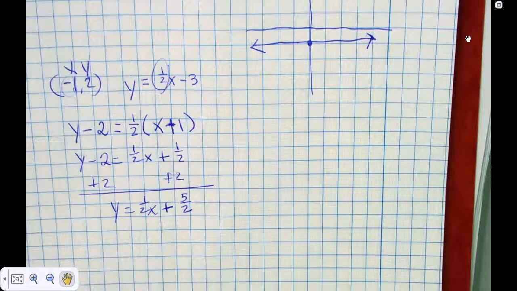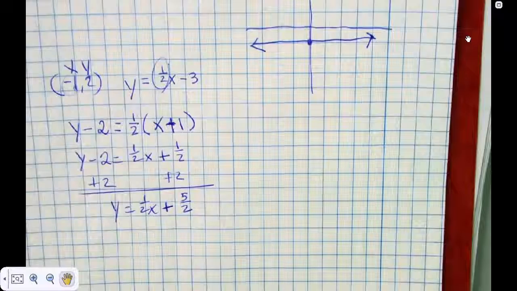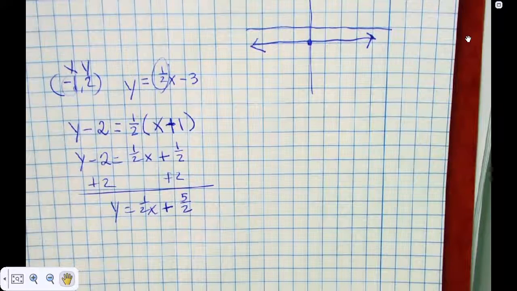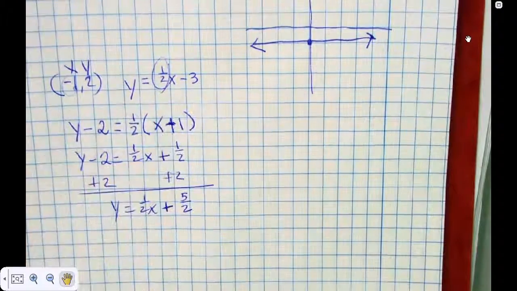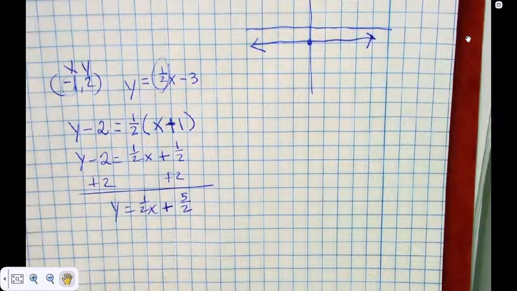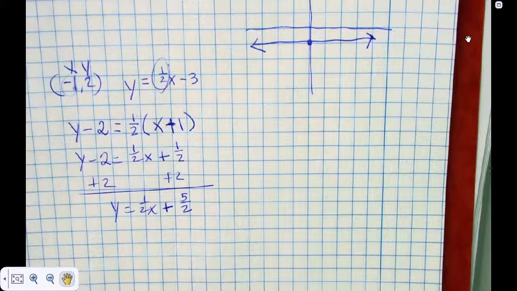Because that's the y-intercept for your other line. You're trying to find another line that would be parallel to that. So it's going to have a different y-intercept. So that's nothing to do. You don't need it for anything. No. Okay.